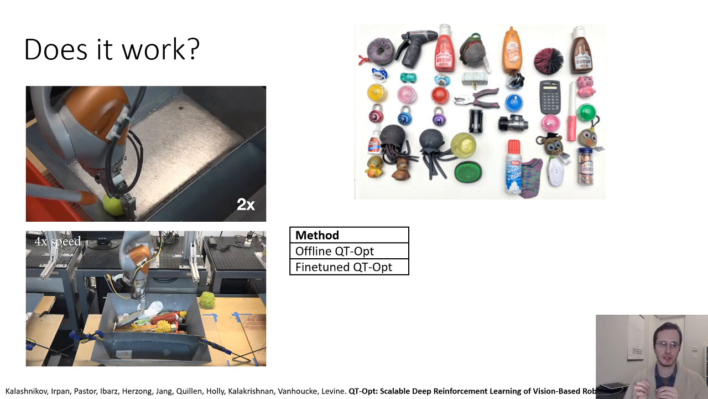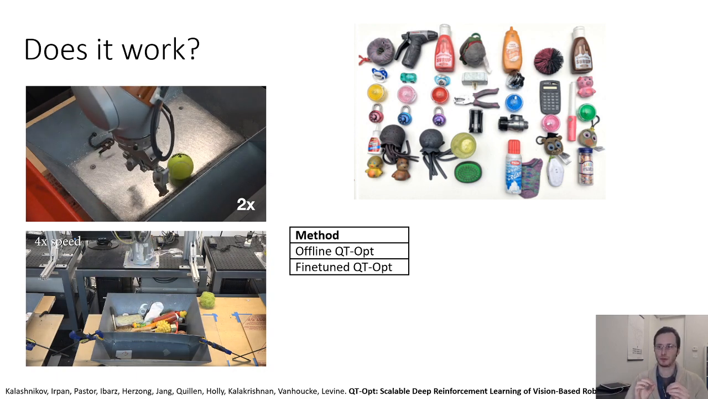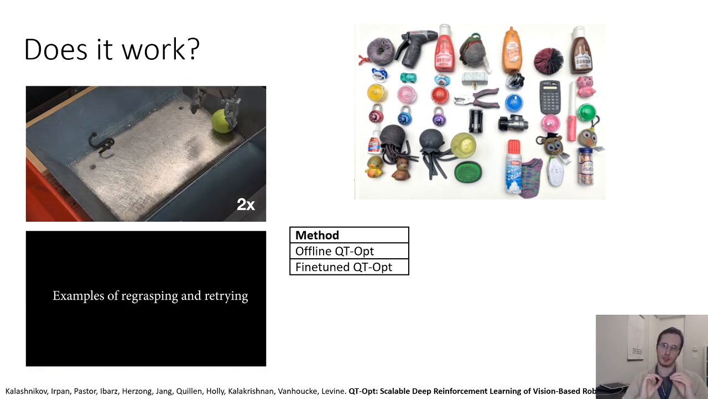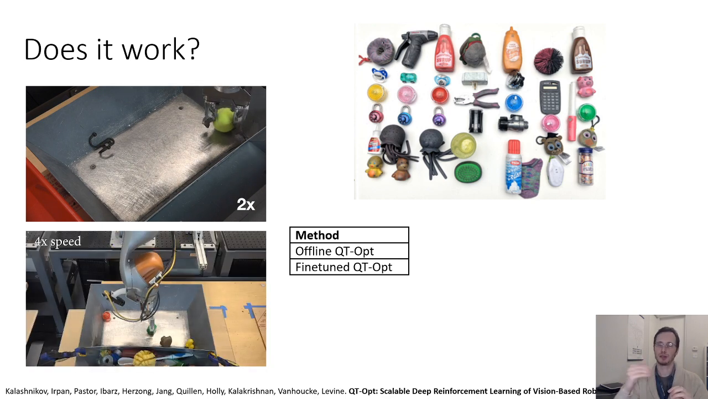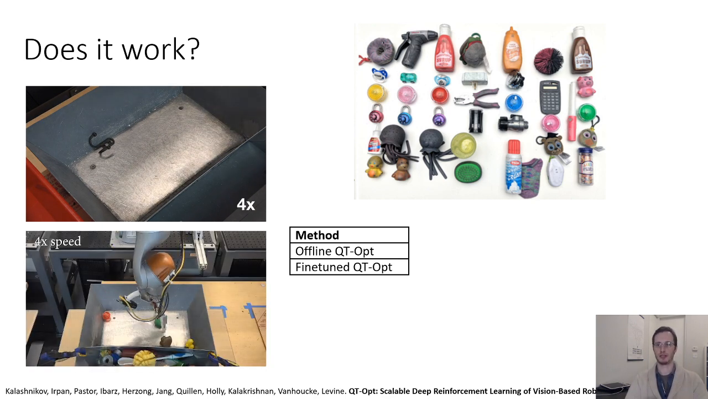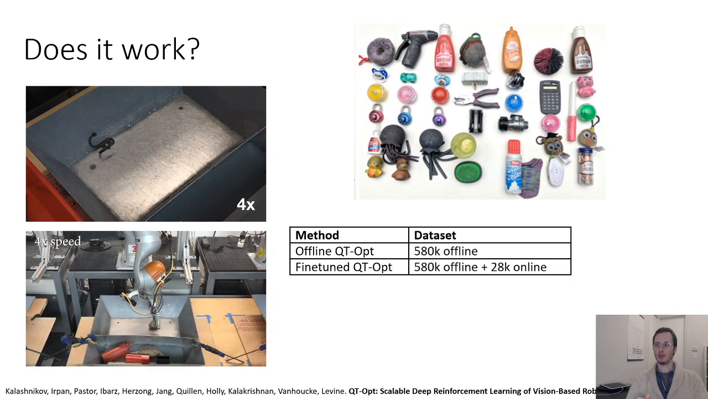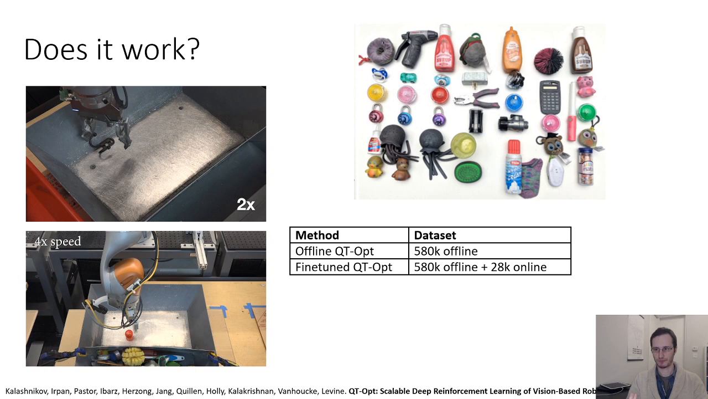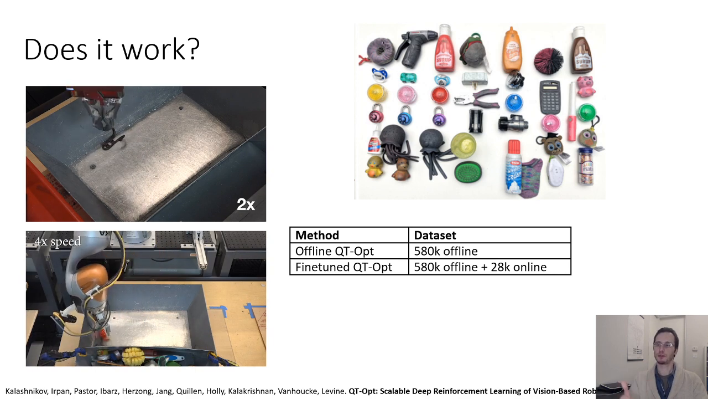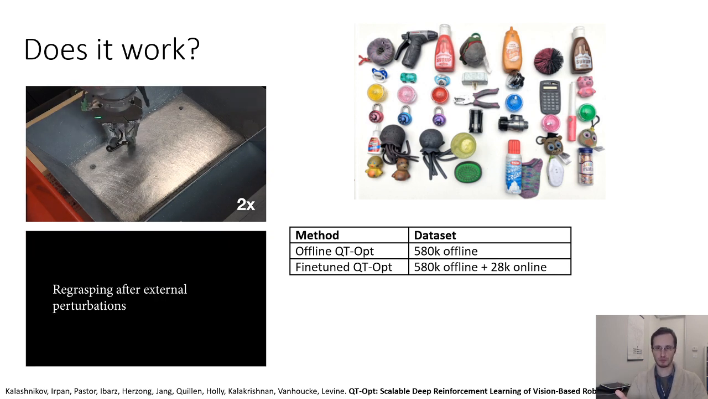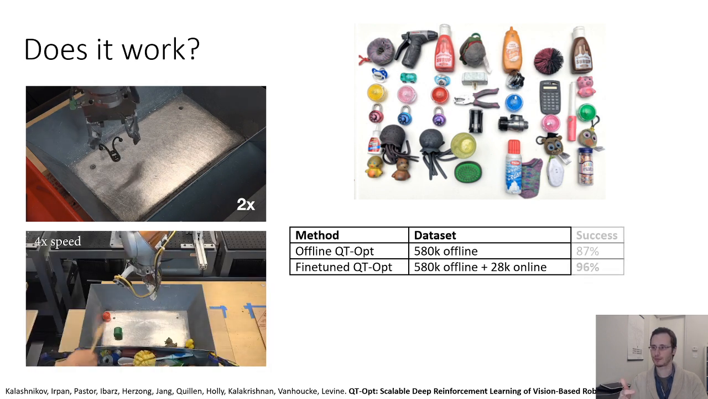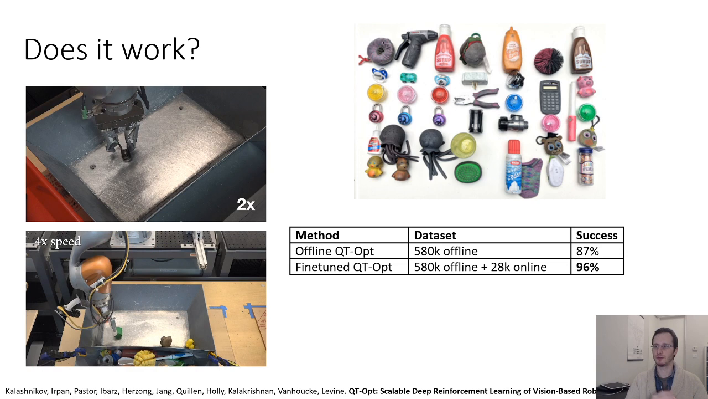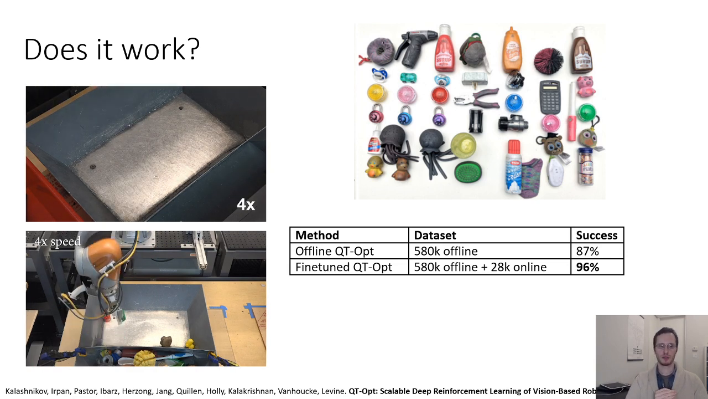But one of the things we did in these experiments is that we measured the difference between purely offline training versus training where we allowed the policy to fine-tune with some additional online collection. The data set for the offline training consisted of 580,000 transitions. The fine-tuned version fine-tuned for an additional 28,000 transitions. So the difference in dataset size is minuscule. It's only about 5% more data. The success rate for the offline version was 87%. The success rate for the fine-tuned version was 96%.